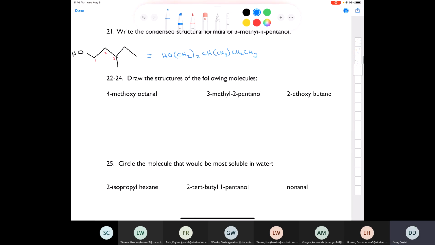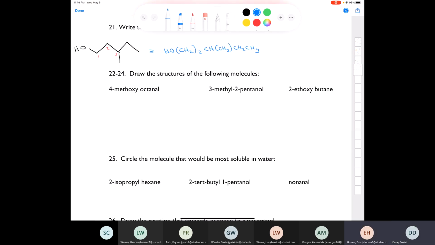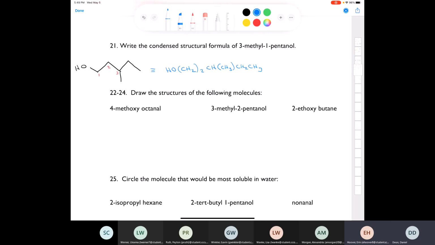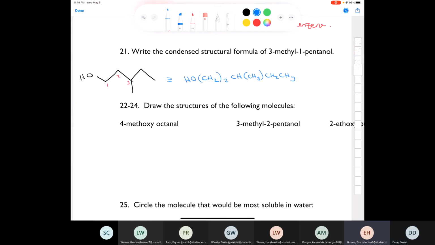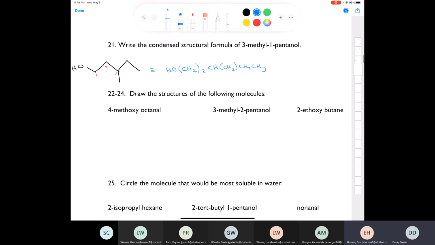A little more nomenclature practice here. Mr. Dion? Yeah, go ahead. Obviously, like you said, we're not going to be able to draw it like it said. So will there be questions that are like multiple choice? What will 3-methyl-1-pentyl look like? Of course. Okay, cool. Perfect. Definitely, thank you. Everything's fair game.